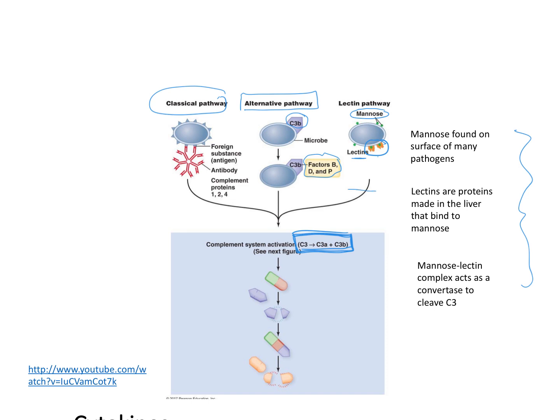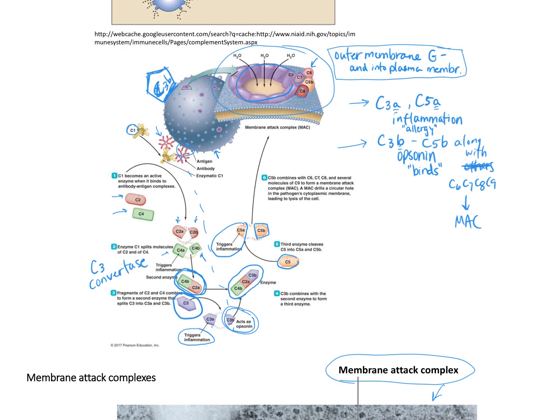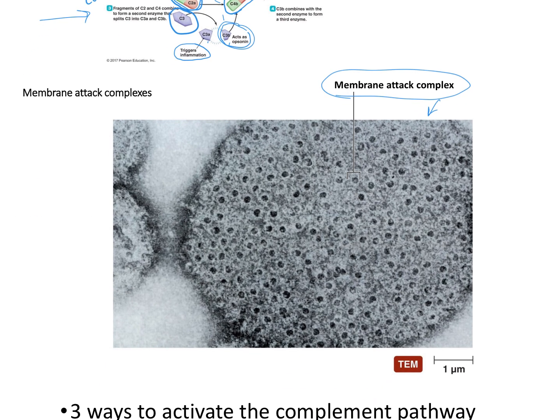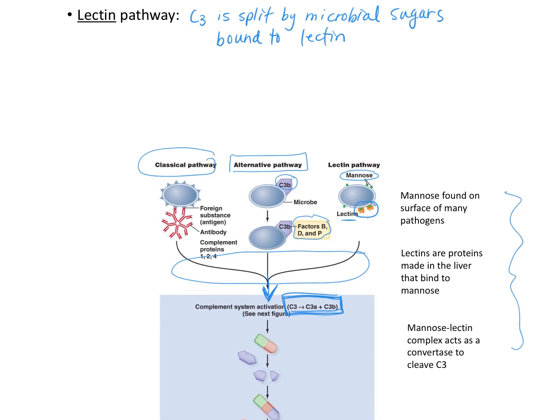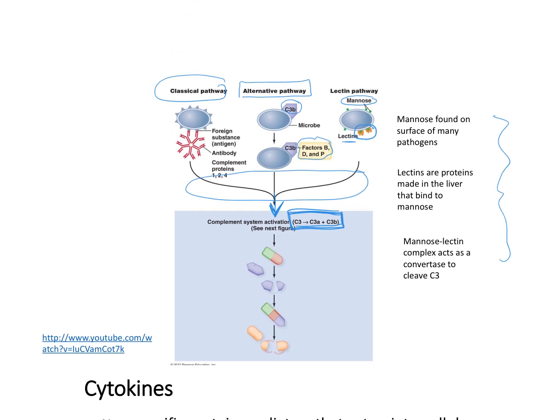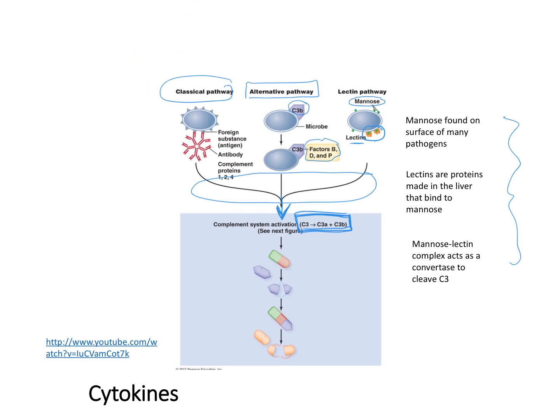So it doesn't really matter which of the three ways that complement is activated. It all results in the same complement cascade. Again, once the C3 here is being split, we get the C5s and the membrane attack complexes. Okay, so no matter how it's activated, we get a very, very similar complement cascade.